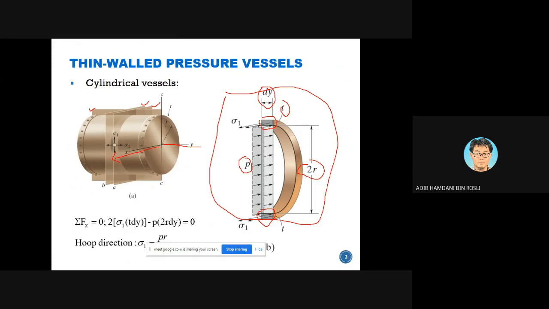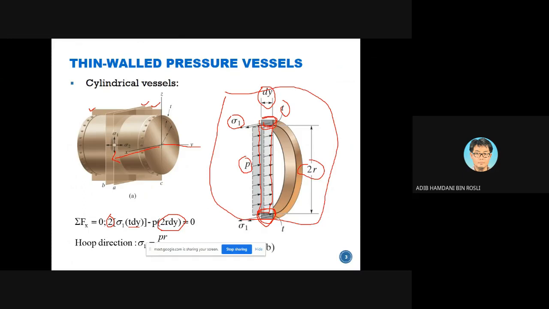You'll have the force due to sigma 1 times this area, which is t times dy. And then you multiply by 2. Why times 2? Because you have two areas, one here and one here. I mean, you have two forces. And this is the positive, and then you have the negative force in the x direction, which is this one, P, the internal pressure. This is the pressure, you have to find the resulting force. So you multiply this P with this area. So what is this area?